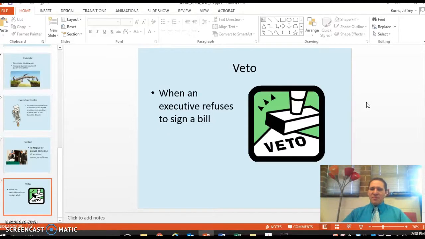There's no in between. Remember, Congress needs a 2/3 vote in each house of Congress to overturn or override that veto. Very difficult to do. So once a veto is done by the president, usually that bill has to be started over from the beginning.